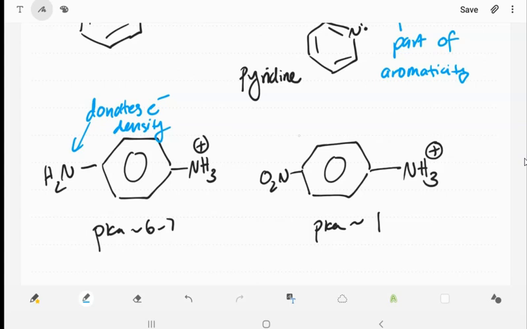Nitro group, on the other hand, withdraws it. We already saw that resonance just on plain old aniline made it much weaker of a base. But now putting on an electron withdrawing group, we're going to have a far, far, far weaker base, a much stronger acid as a result. So those are kind of substituent effects that you can look at with some of these things.